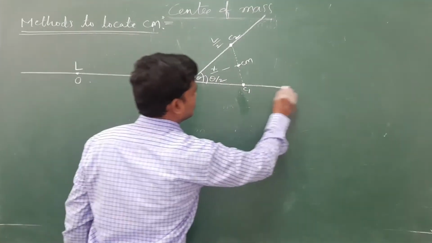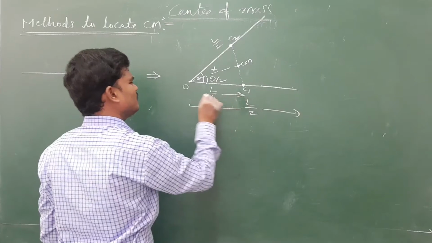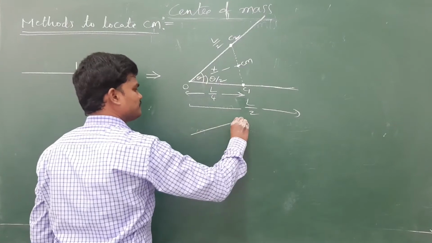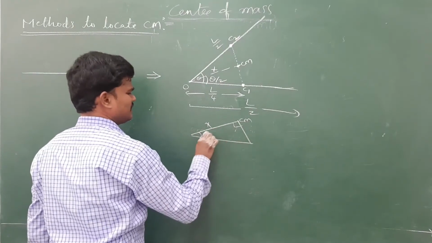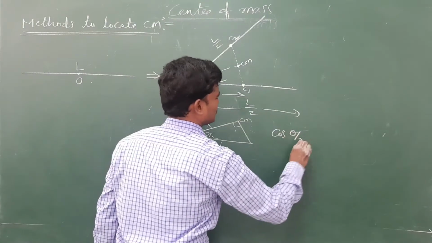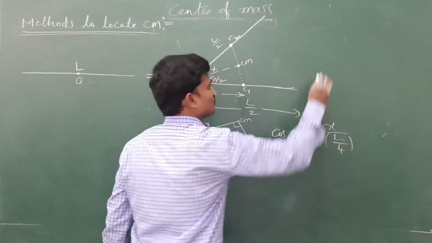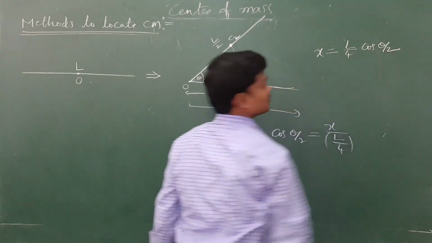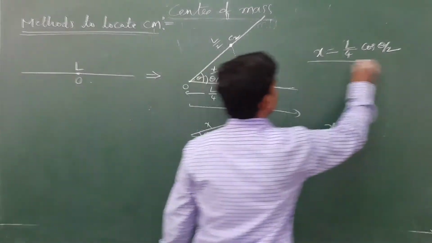Okay, and see, total is L by 2 and this is L by 4. Use simple geometry. Here you will get one triangle: this is normal, this is center of mass, this is X, this is theta by 2 and this is L by 4. So use cos theta by 2 from this diagram: cos theta by 2 equals X by L by 4. So X is equal to L by 4 cos theta by 2. That X is nothing but the shift in center of mass.